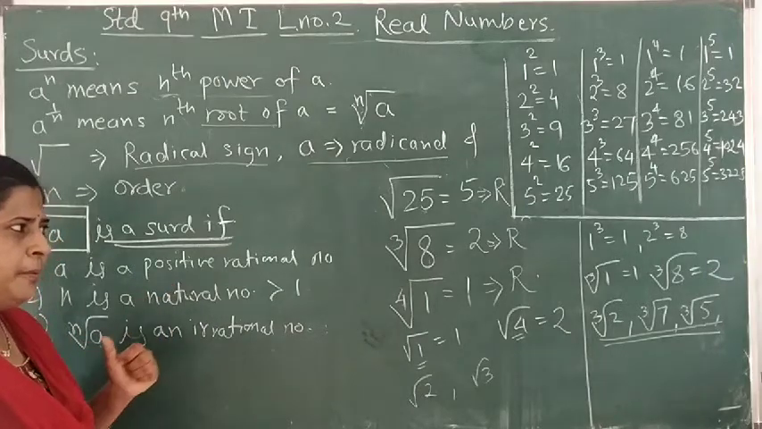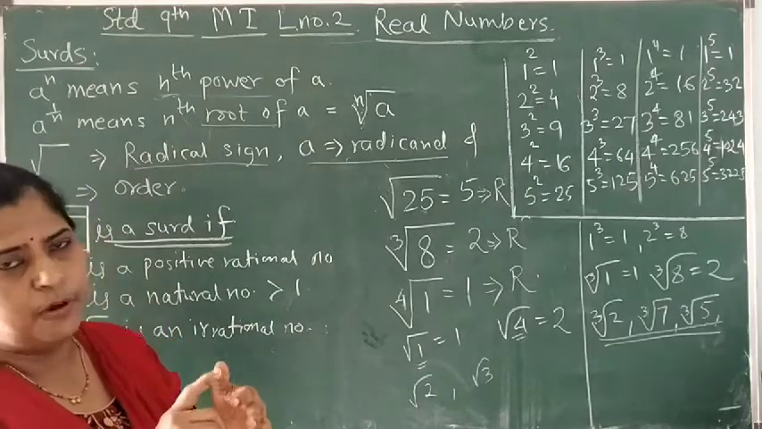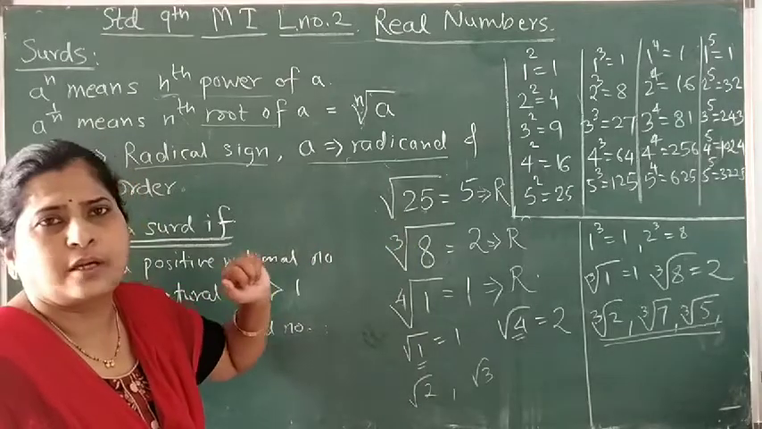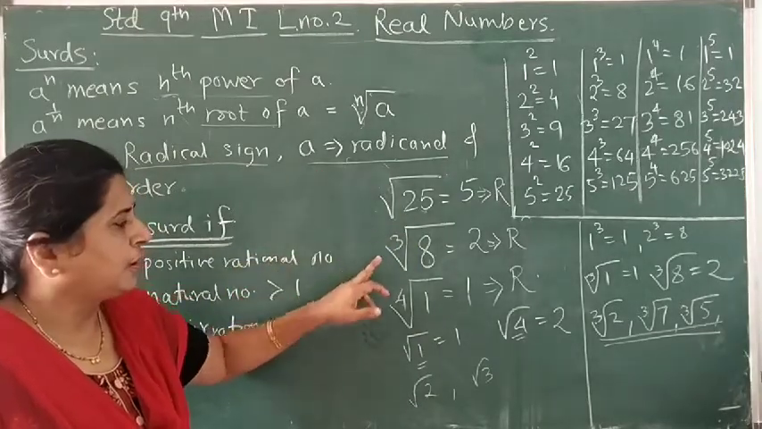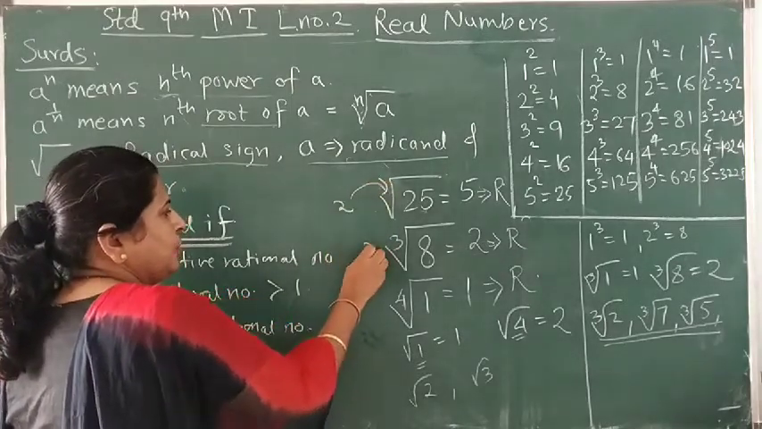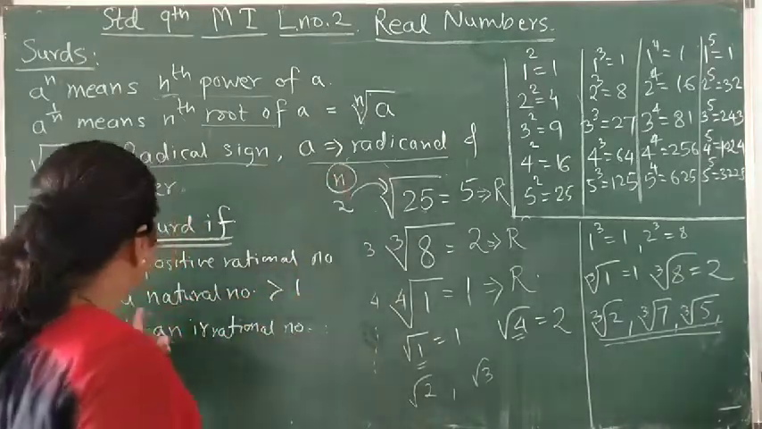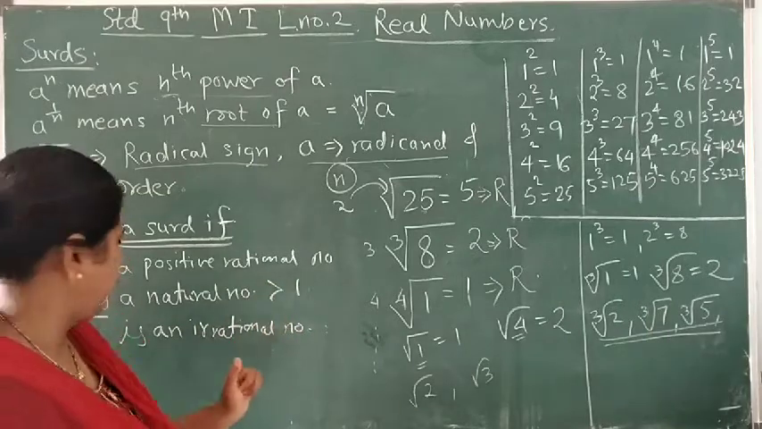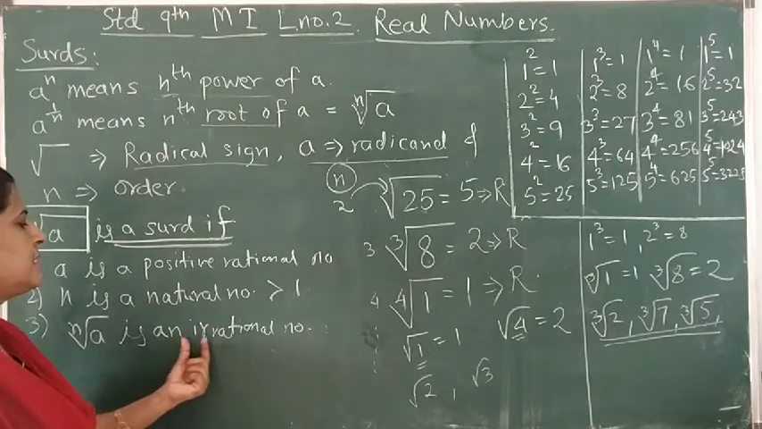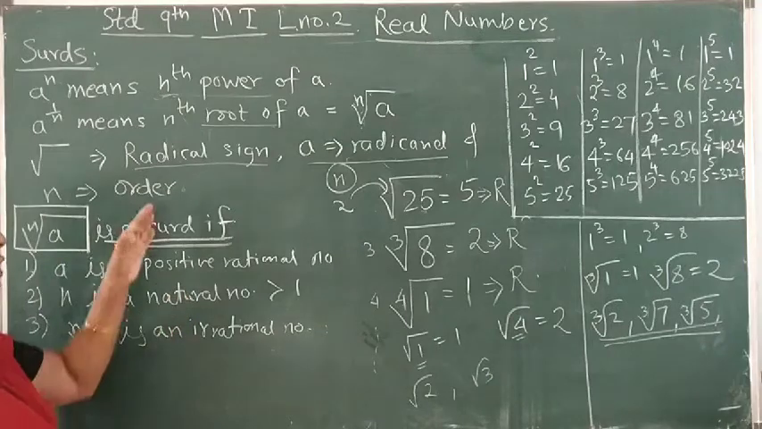Why should it be a natural number? Because when we take powers, say first power, second power, third power, fourth power and so on, they are natural numbers. But when we take a root, we start with the second root, square root, cube root, fourth root. So the order n is just 2, then 3, then 4 and we can continue. So this n should always be a natural number which is greater than 1. And the last and most important thing, the value of the nth root of a should be an irrational number. Then in that case, it is called a surd.